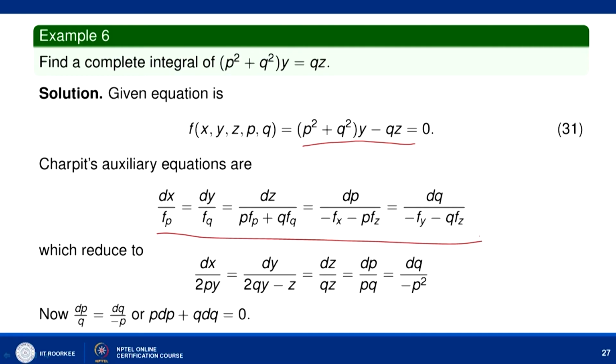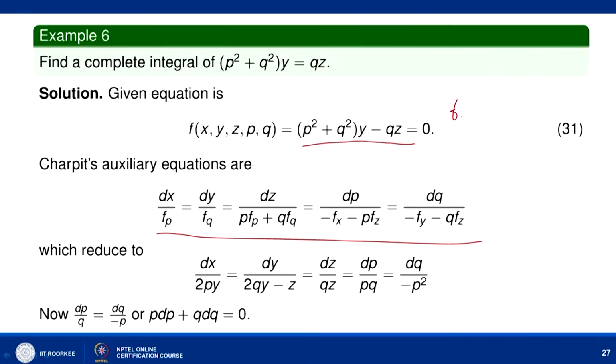So you need to remember the form of Charpit's auxiliary equation, and then once your f is given, you can easily find f_x, that is 0; f_y, that is p² + q²; f_z, that is −q; f_p is equal to 2py; and f_q is equal to 2qy − z.